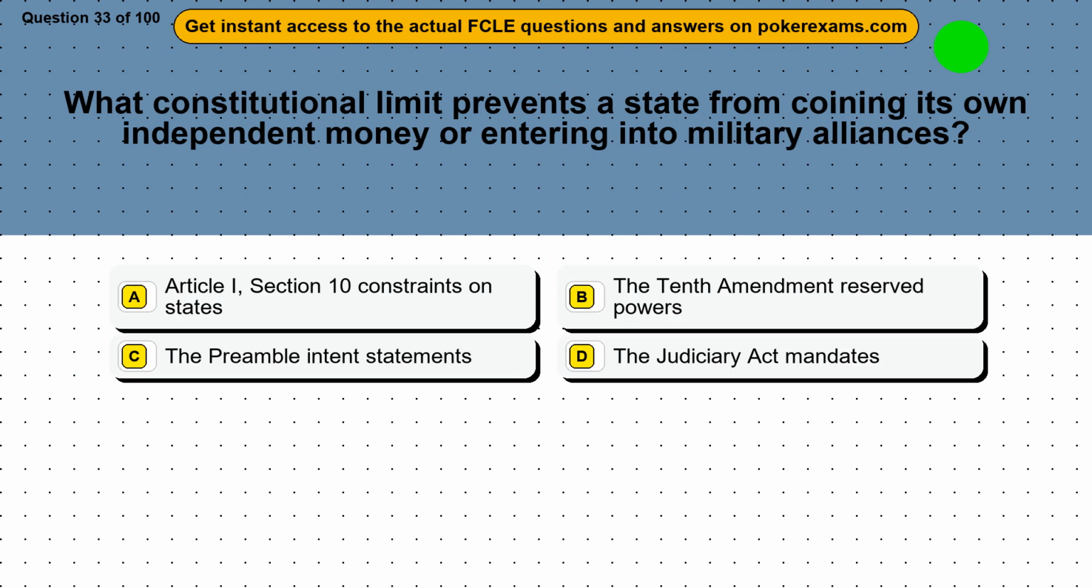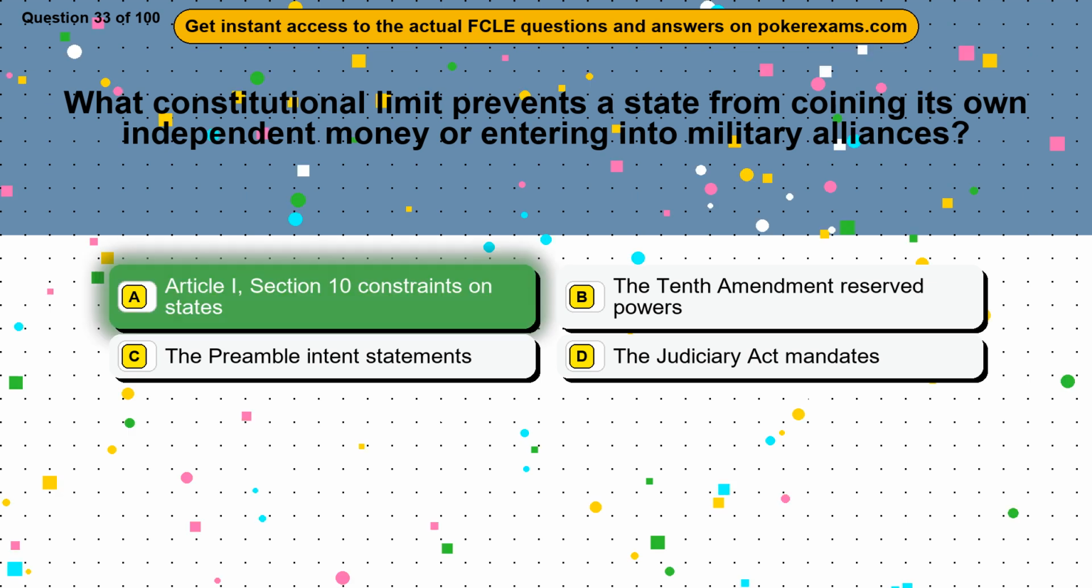Question 33. What constitutional limit prevents a state from coining its own independent money or entering into military alliances? Option A. Article I, Section 10 Constraints on States. Option B. The 10th Amendment Reserved Powers. Option C. The Preamble Intent Statements. Option D. The Judiciary Act Mandates. The correct answer is option A.